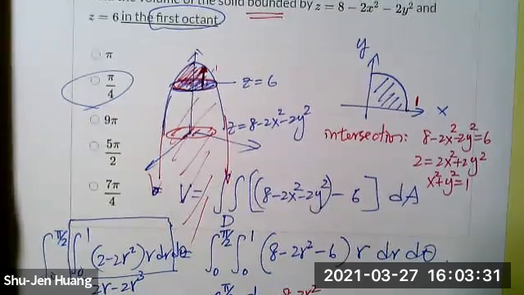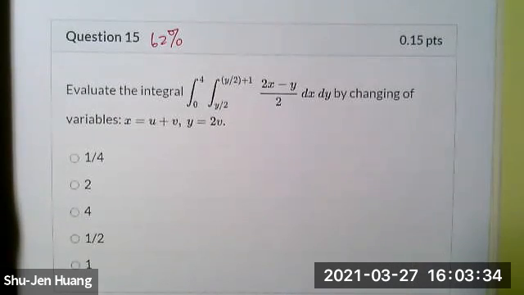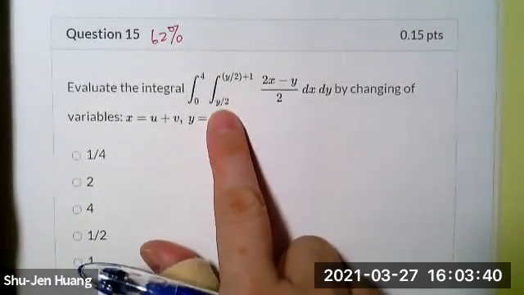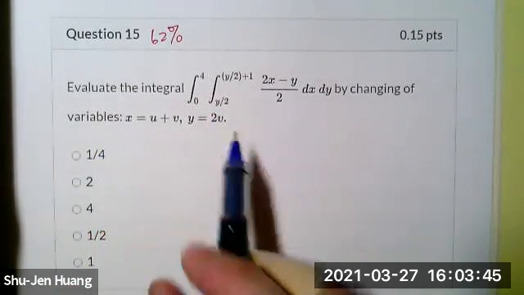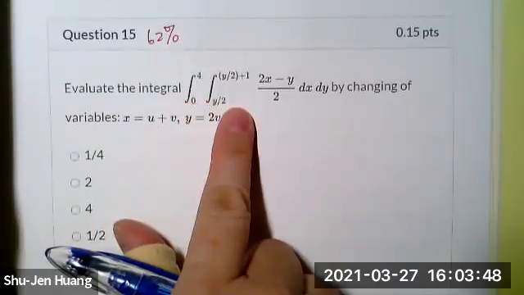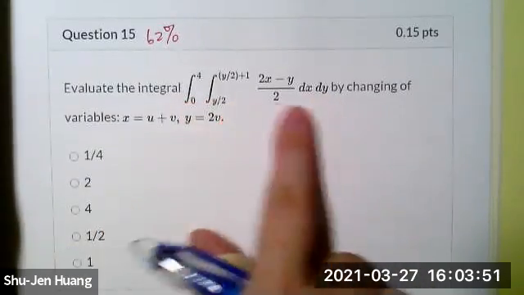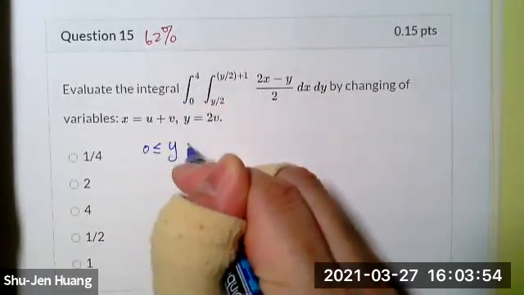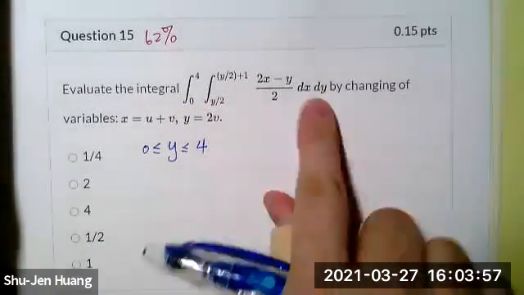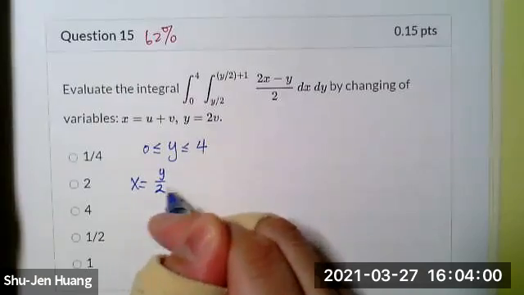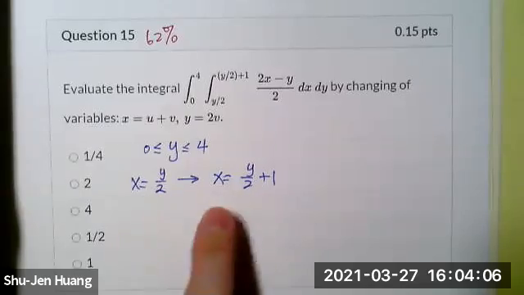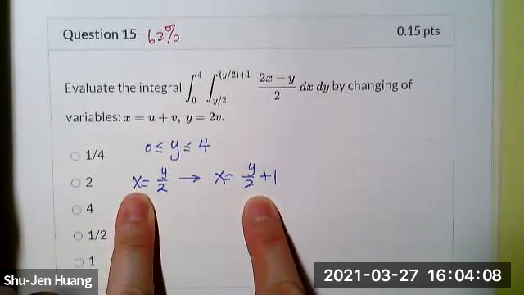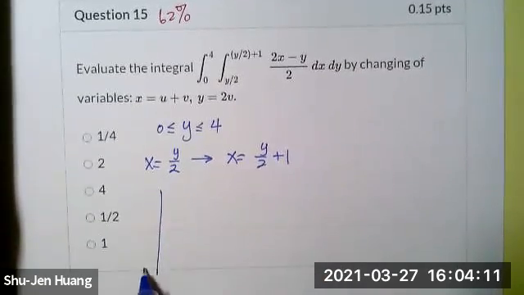All right, now let's look at question 15. For this integral, we want to change variables: x equals u plus v, y equals 2v. So let's look at the region we have here. y is between 0 and 4, and x is from y over 2 to y over 2 plus 1. Those are two parallel lines. So let's draw and figure out the region first.